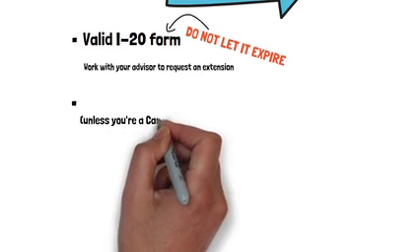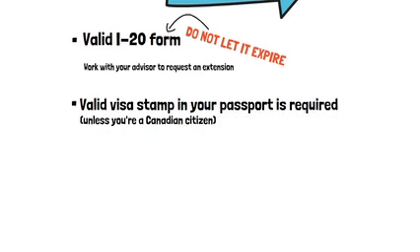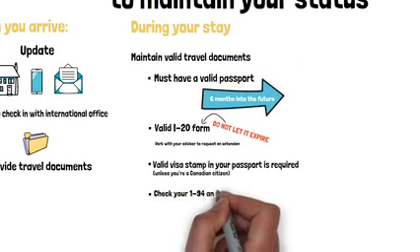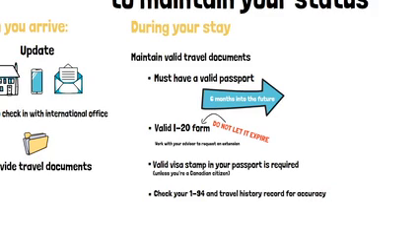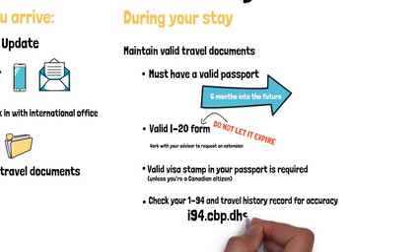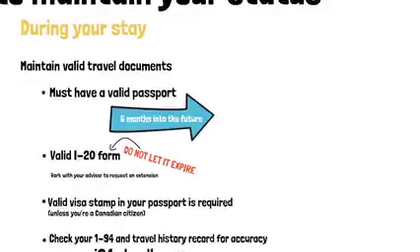Unless you are a Canadian citizen, a valid visa stamp in your passport is required for entry. However, it is the only immigration document that is allowed to expire while you are in the US, as long as your I-20 remains valid. Before and after you travel, you should check your I-94 and travel history record for accuracy. Your travel information can be verified at i94.cbp.dhs.gov. If errors are found on your record, consult with your international office.